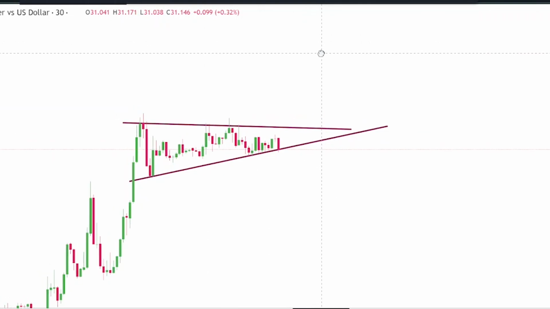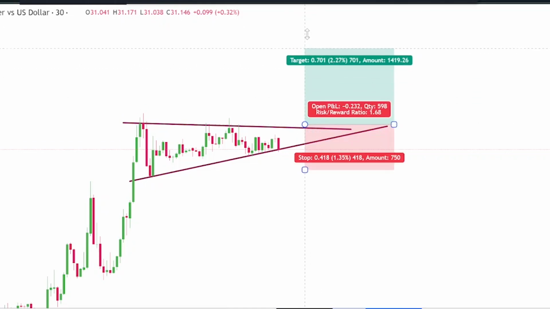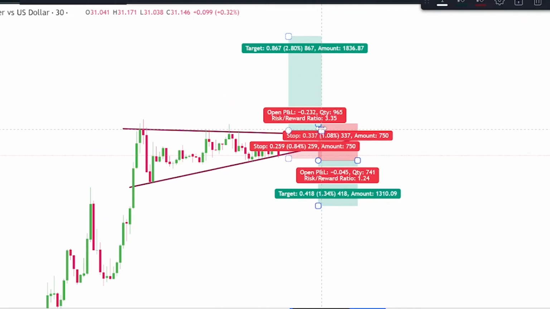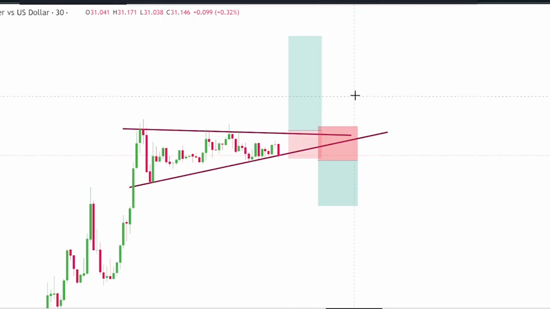So now we are going to use pending orders, which are a buy stop and a sell stop, because we don't know exactly the direction of the breakout. The buy stop will be above this area. Remember, the stop loss will be below the formation of the ascending triangle. Okay, now we have a buy stop and a sell stop.